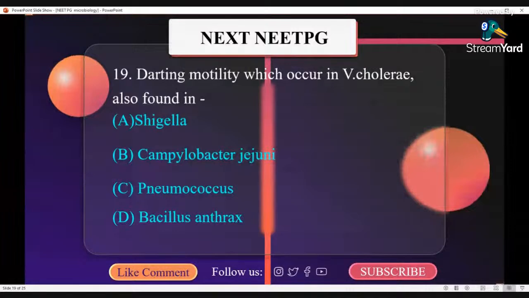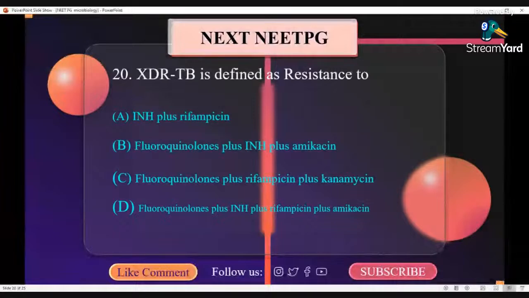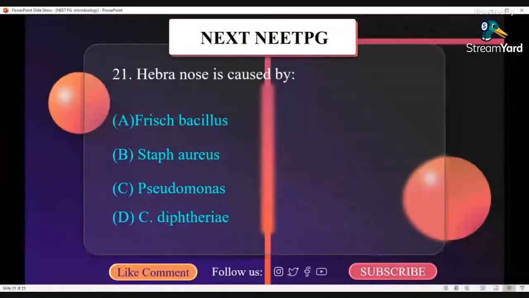XDR-TB is defined as resistance to fluoroquinolones plus INH plus rifampicin plus amikacin. Hebranos is caused by Frisch bacillus. Now what is Hebranos?